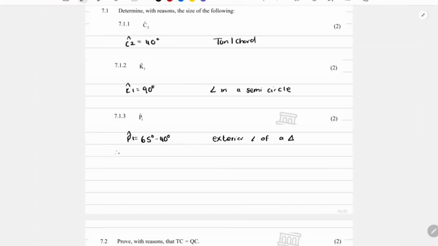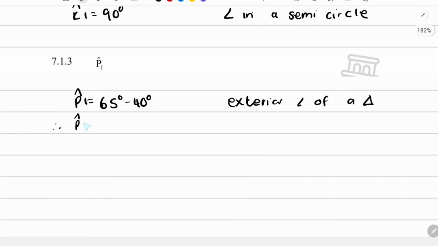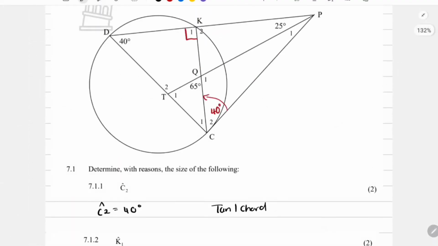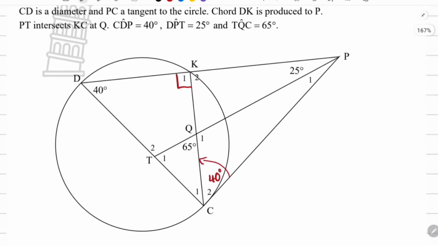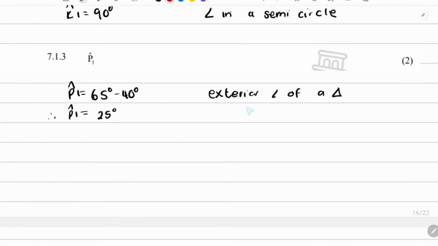Okay, grade 12s, I noticed that I made a mistake here. So angle P1 is actually going to be equal to 25 degrees, not 15, okay? So that now caused a mistake in the next question, which I'm going to correct right now. So angle P1 is equal to 25 degrees, so we'd have to fill that in. That is now 25 degrees, and we of course know our reason for that, the exterior angle of a triangle.